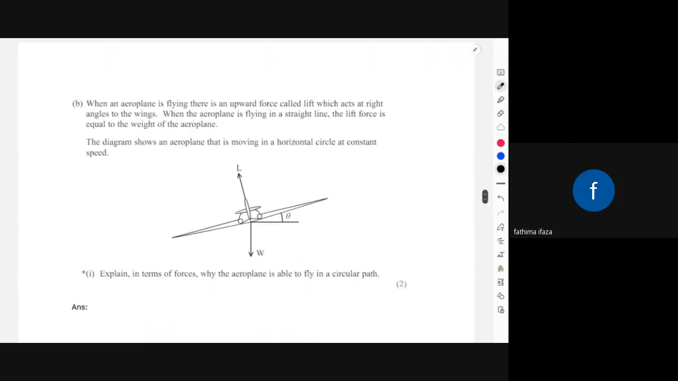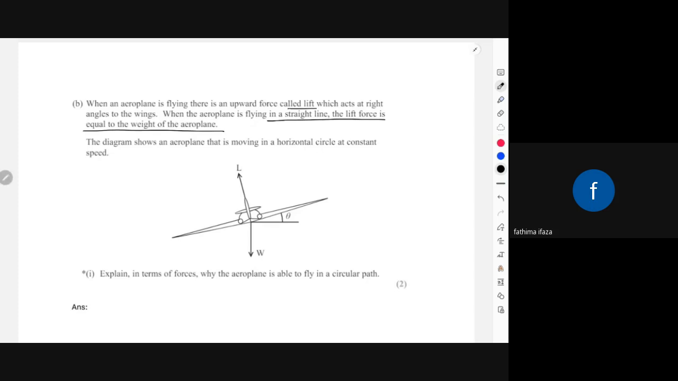Now for the second part, it says that when an airplane is flying, there is an upward force called lift, which acts at right angles to the wings. So it is not acting at right angles to the horizontal plane, it is acting at right angles to the wings. When the aeroplane is flying in a straight line, the lift force is equal to the weight. And the diagram shows how it will move on a horizontal circle at a constant speed.